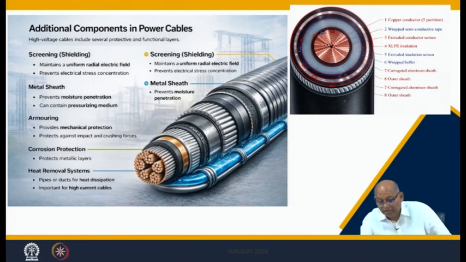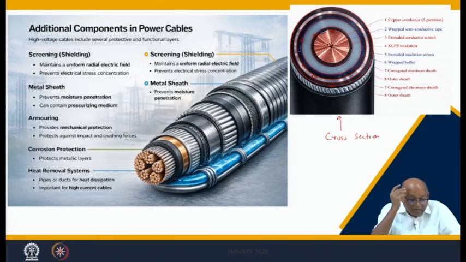And you can see here there is a cross section of a particular cable. So let us look at this. What are the different things you have? There is something called screening of the cable. This gives a uniform radial electric field. That means these are all at high voltage, and with respect to the earth, which is at 0 voltage, there is a voltage difference between this part and the ground.